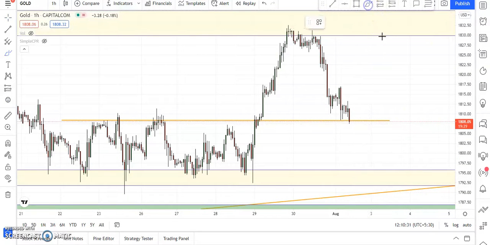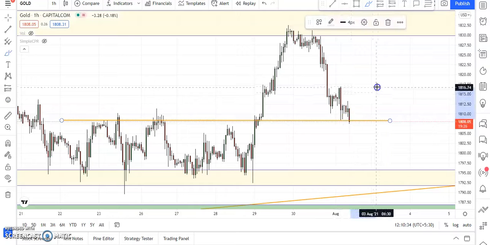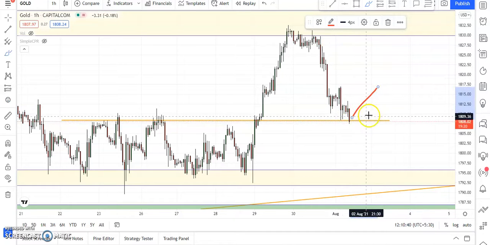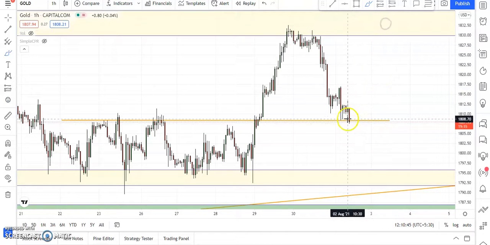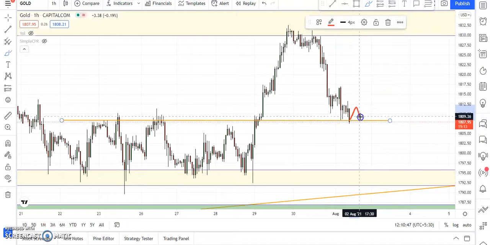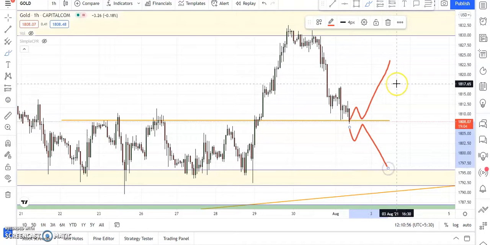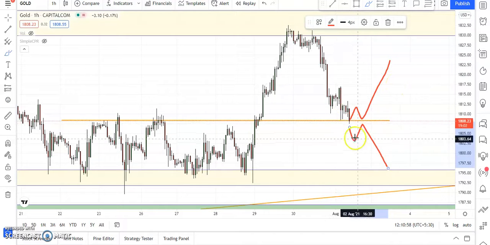Either this, what is this? There you go. Either it will go this way, or well, actually it won't do that. What it will do is it will go up, it will go down, and this way, or this way. You get it? So what does it mean? That means this is a very important area right now.